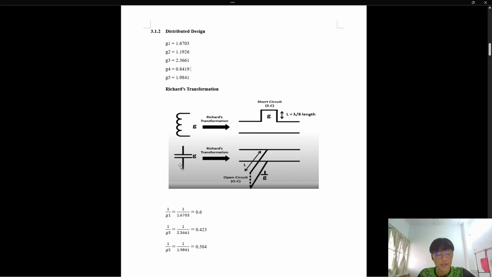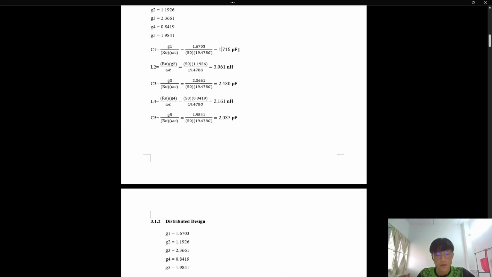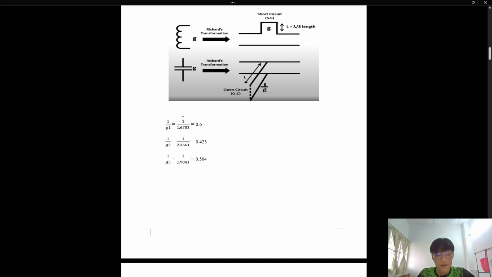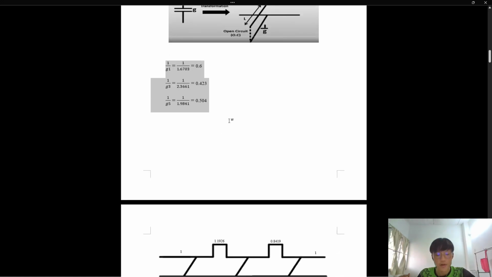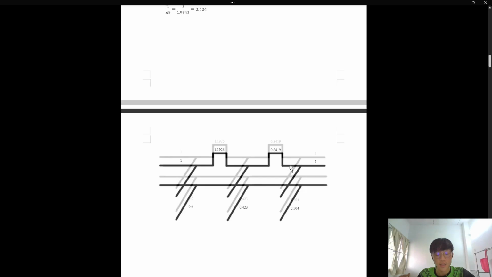If you take a look at the capacitor here, once it transforms into this form, you can see that the formula has changed. You need 1 divided by the G. For this filter, we have 3 capacitors, which are C1, C3, and C5. Therefore, all these 3 values need to be divided, then you can get the value. After you get the value, you need to plot it. As you can see, this is the inductor, which is in short circuit, and these 3 are the capacitors, which are in open circuit.